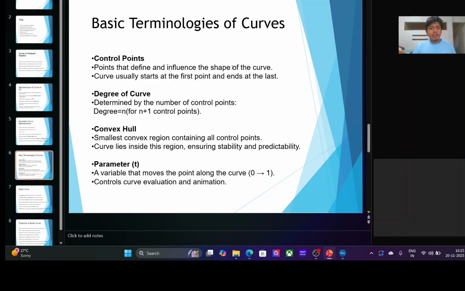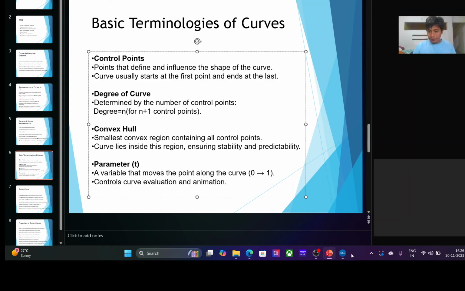Control points are points that define and influence the shape of the curve. A curve usually starts at the first control point and ends at the last control point. The degree of the curve is actually the number of control points minus one. What is a convex hull? A convex hull has to cover all the control points, not just the first and the last. If you cover only the first and the last, it would create a curve. If you contain all the control points, we create a convex hull.